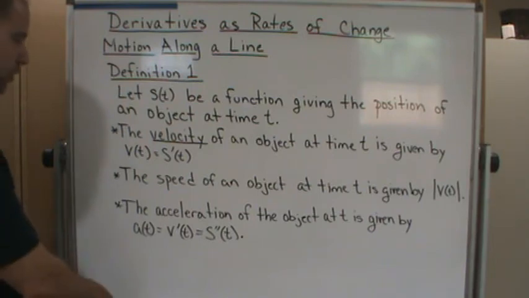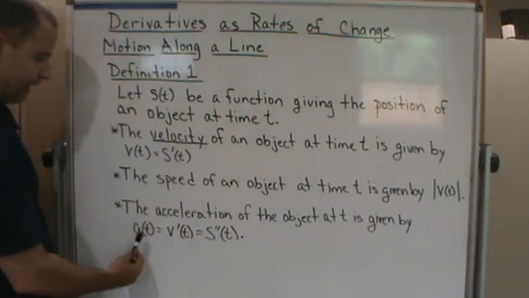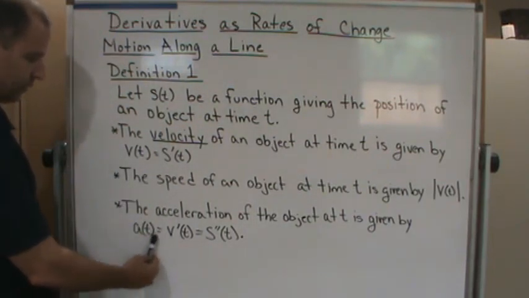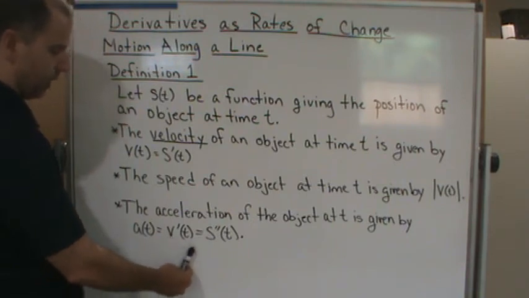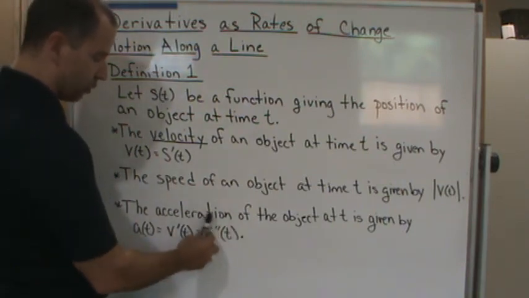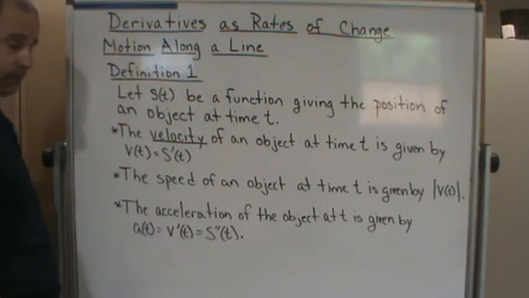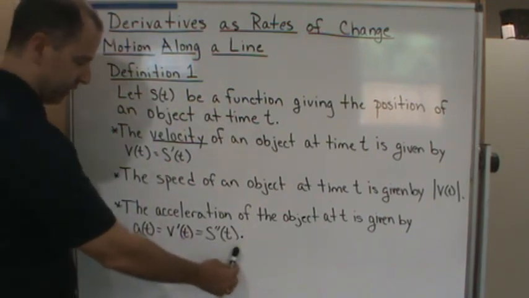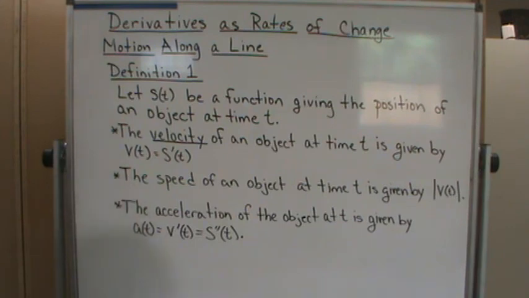And then the acceleration of the object is given by the fact that a(t), the acceleration function, is the derivative of the velocity function, or the second derivative of the position function. Okay, so you've seen that before. I've shown you that before. Okay, that's it. So let's move on and we're going to look at some examples.